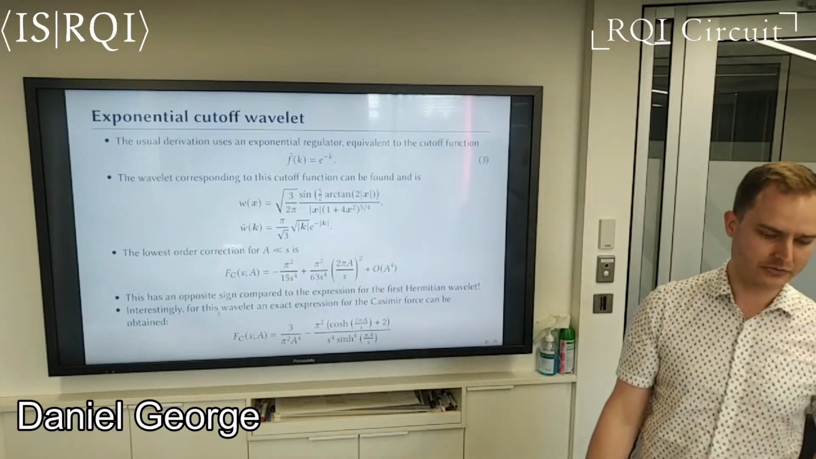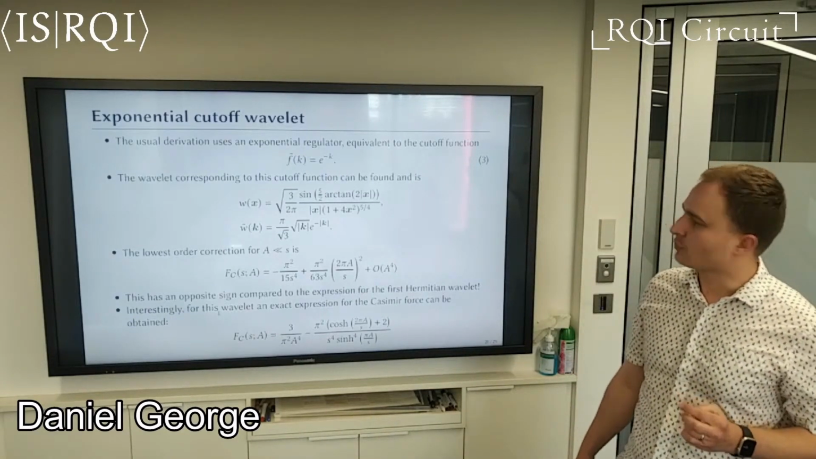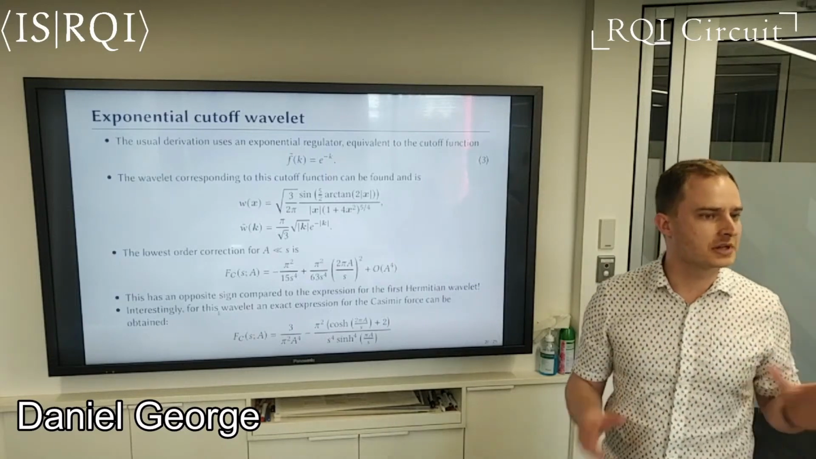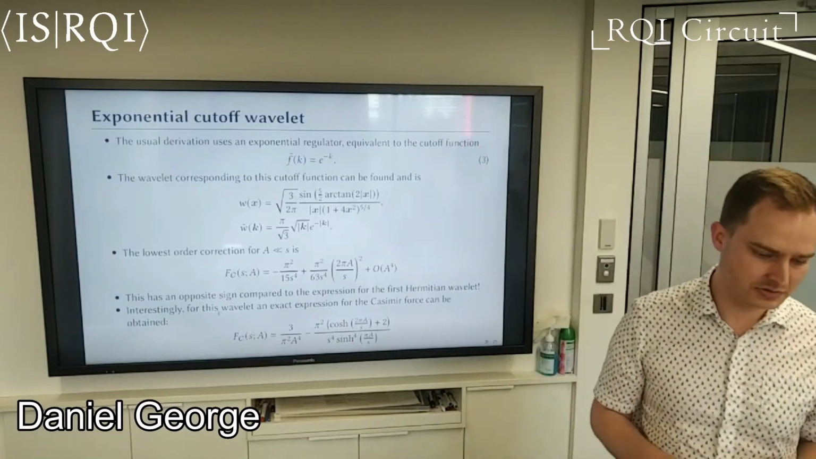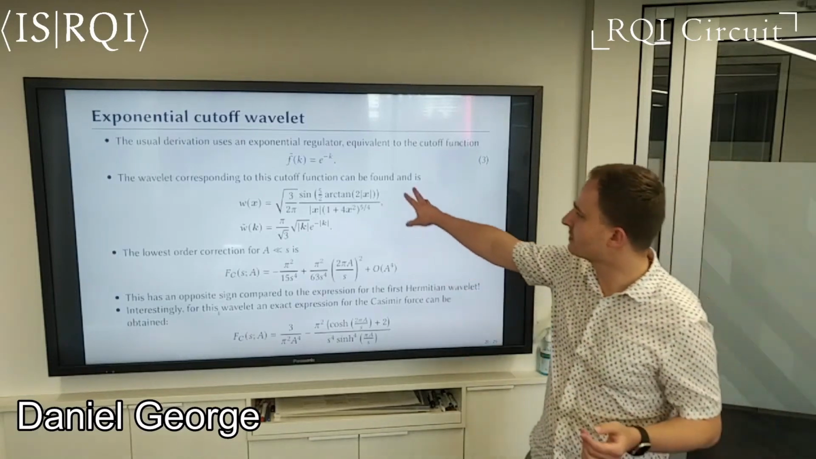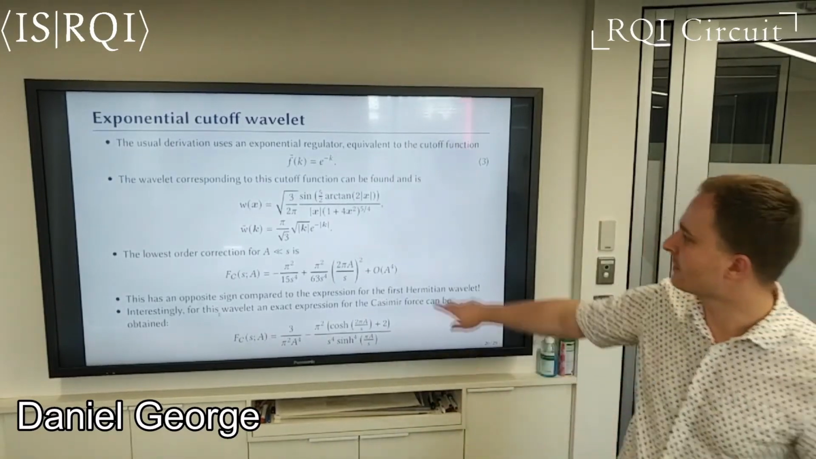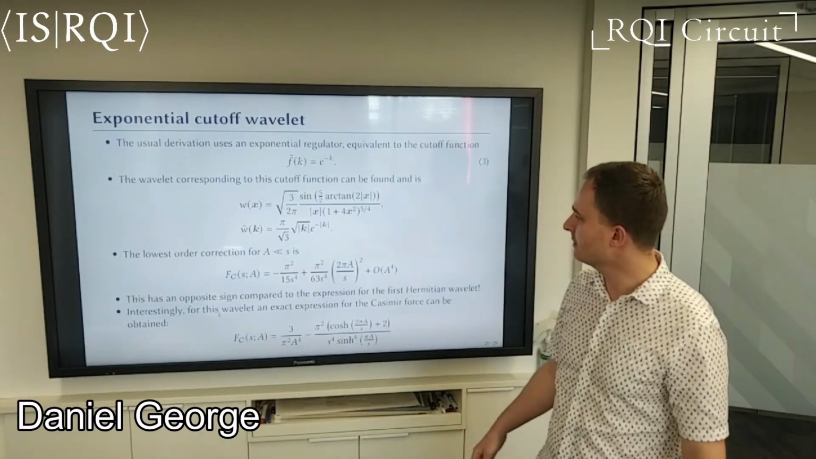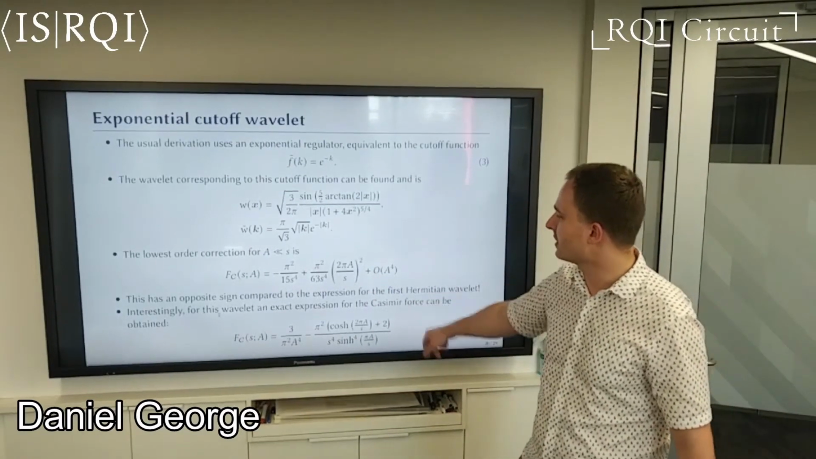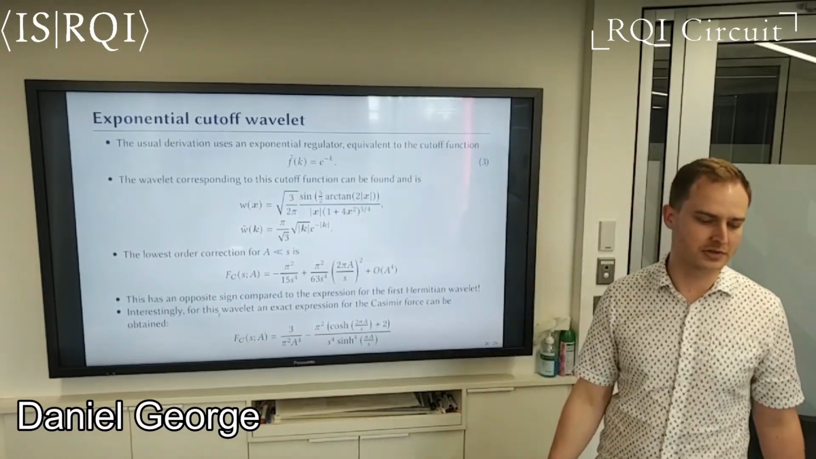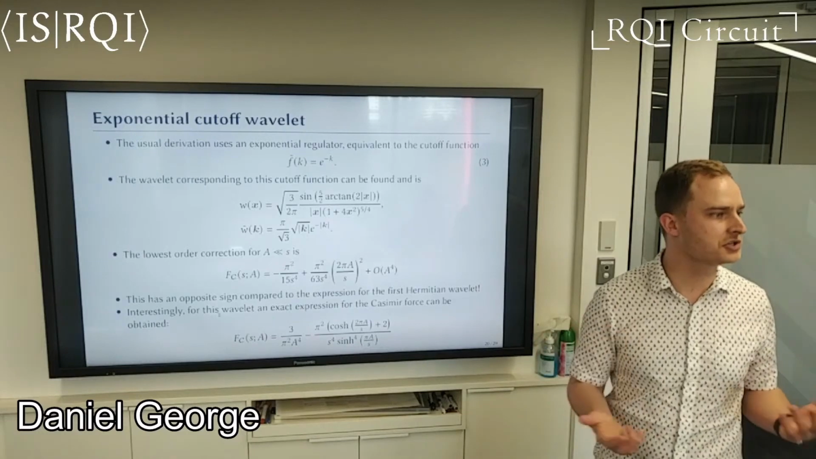I'm just going to talk about 3 more wavelets, and then we're done. The exponential cutoff wavelet is what we get when you work backwards from setting the cutoff function to the exponential regulator that Casimir used. You get this position of momentum description. The lowest order correction is here, and it has an opposite sign compared to the expression for the first emission wavelet. So one of the findings, I suppose, is that the corrections are not always the same sign.